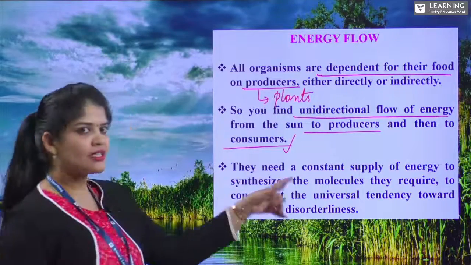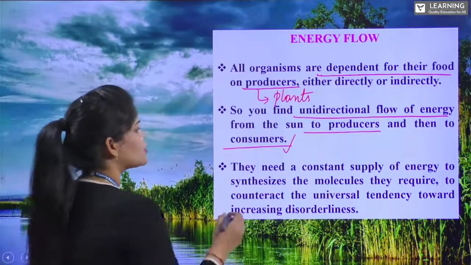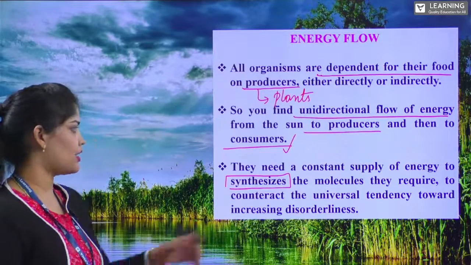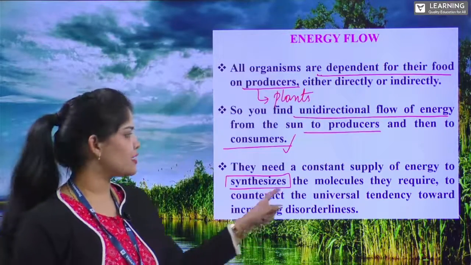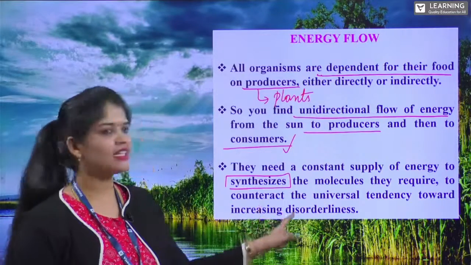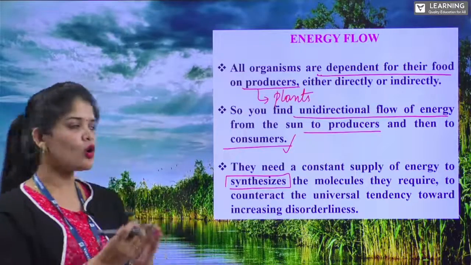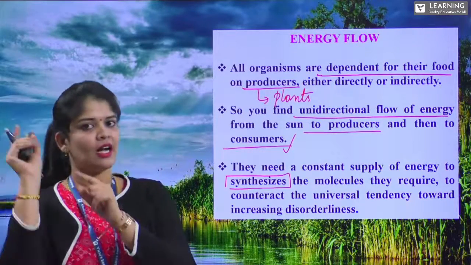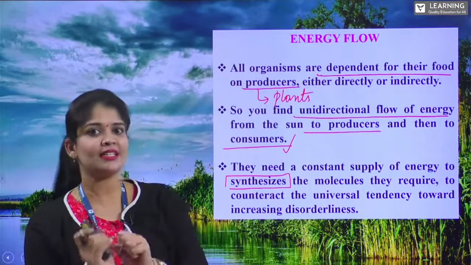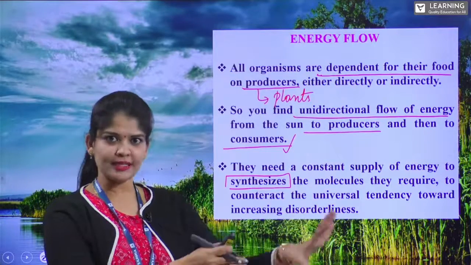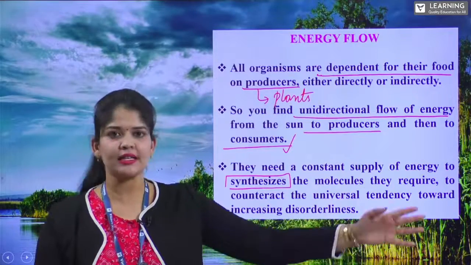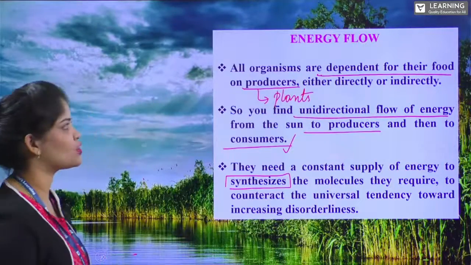They need a constant supply of energy to synthesize the molecules that are required and to counteract the universal tendency towards increasing disorderliness. So all this supply of energy ultimately comes from the sun, and it is fixed by the producers, and it is transferred to the next level through herbivores, primary consumers, secondary consumers, and tertiary consumers.